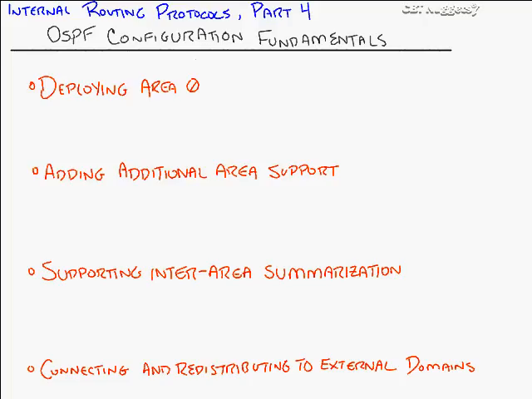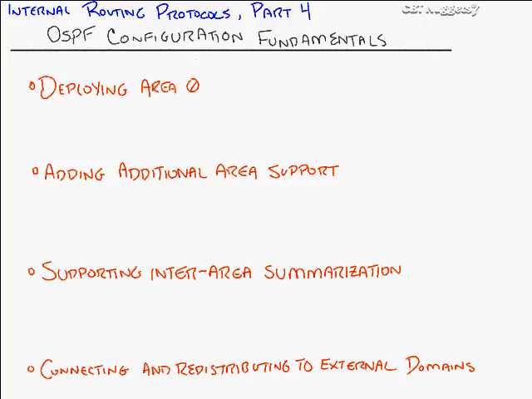And then finally, we'll do connecting and redistributing to external domains. And again, splicing it into the different area supports like a stub and totally stubby area and what routes they can receive from external domains. We'll also talk about sending OSPF routes out into other domains as well.